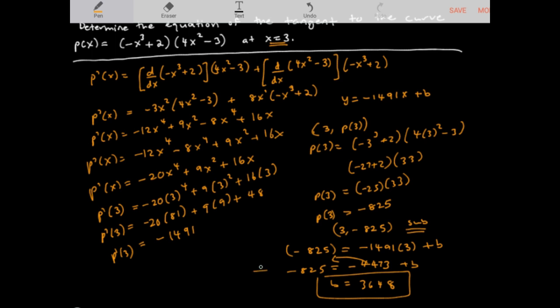Okay, but now we have our equation. So y is equal to negative 1491x plus 3,648. Okay, so this is the equation of our tangent.